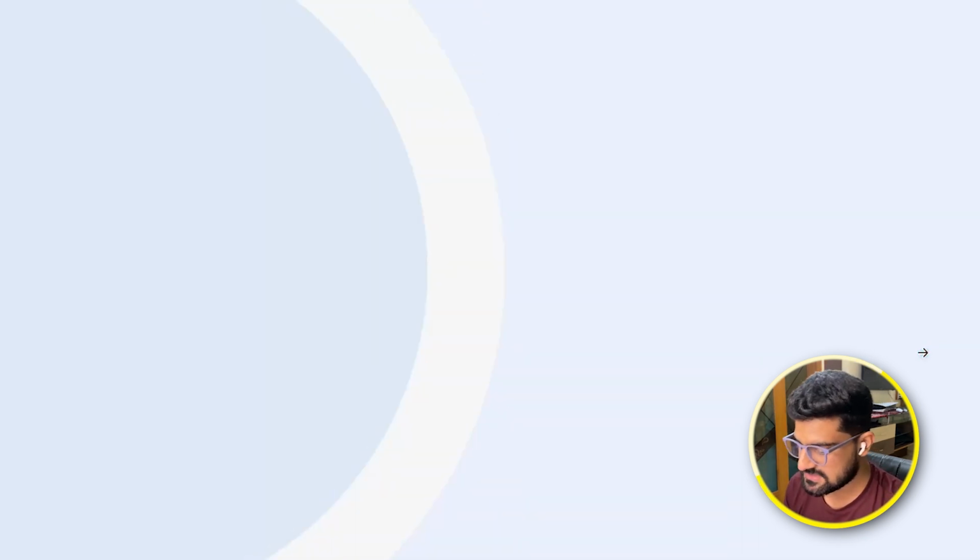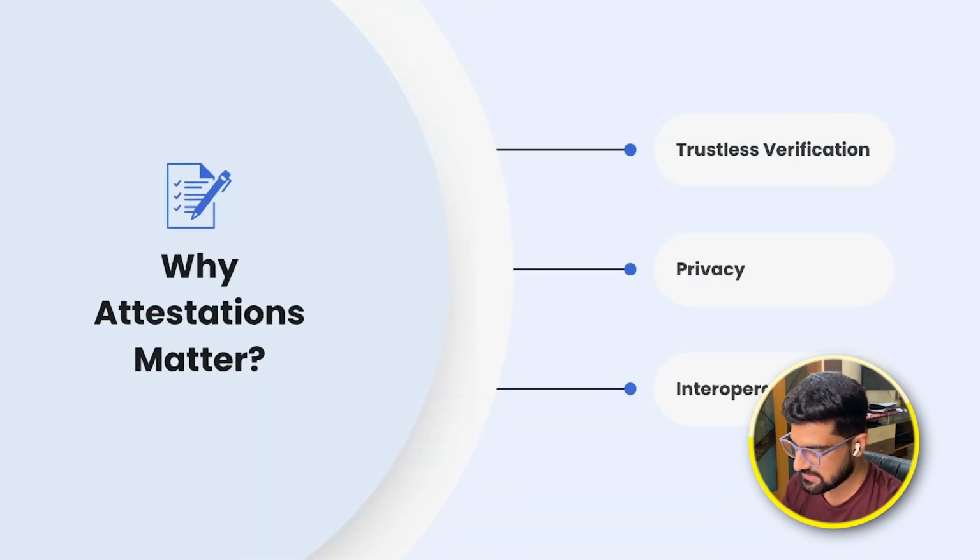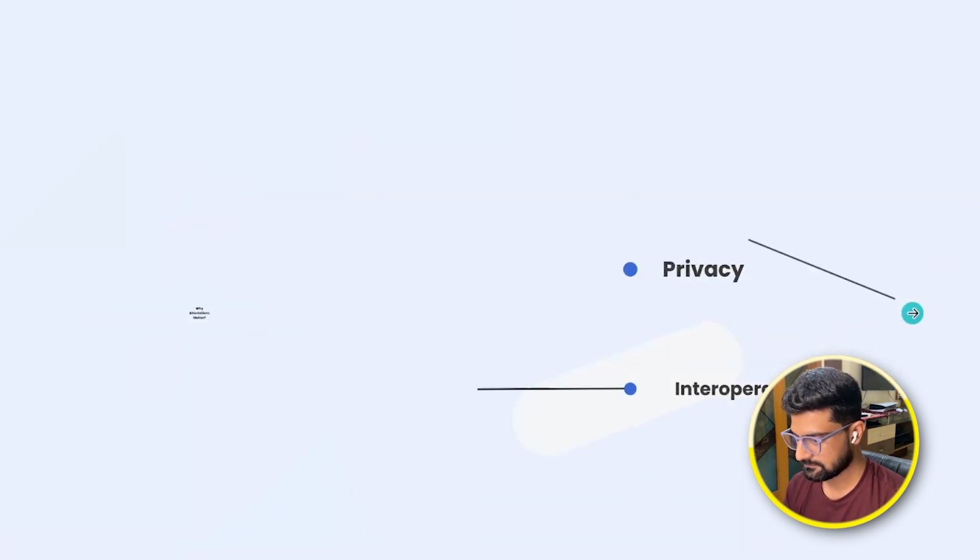So why do attestations matter? Attestations are a big deal for several reasons. First is trustless verification. They allow verification without relying on a central authority. Then we have privacy. You can prove something without exposing all your data. Then we have interoperability. Attestations work across different systems and platforms, making your life easier as a developer. For example, you can think about verifying a degree. The university can issue an attestation saying you have graduated, and you can use that attestation to prove your qualification wherever needed, without sharing your entire academic record.